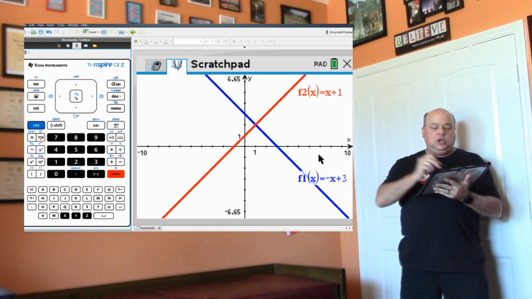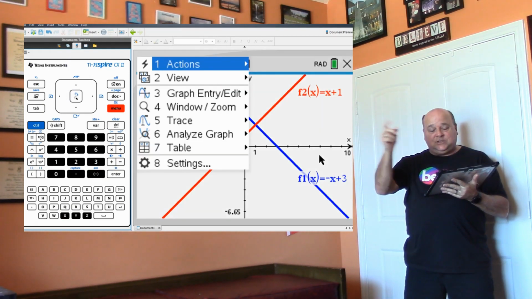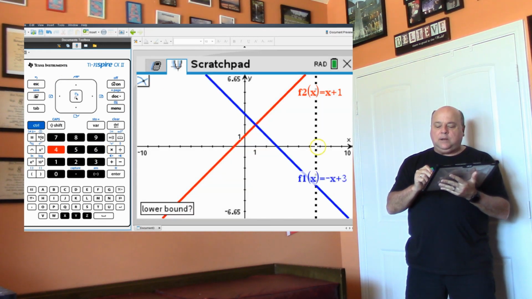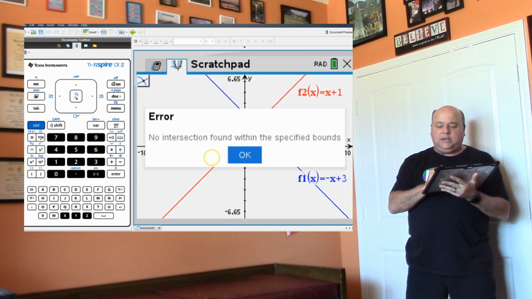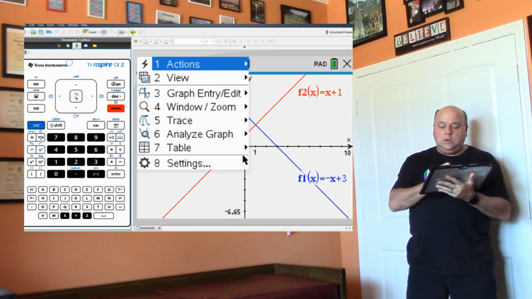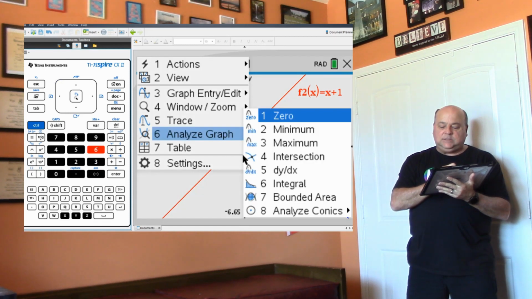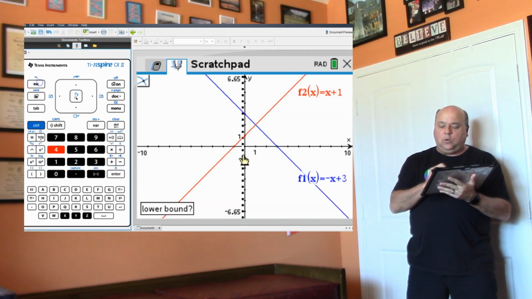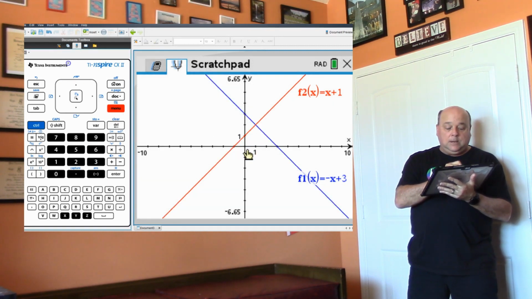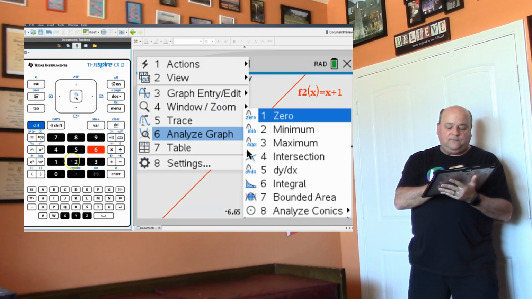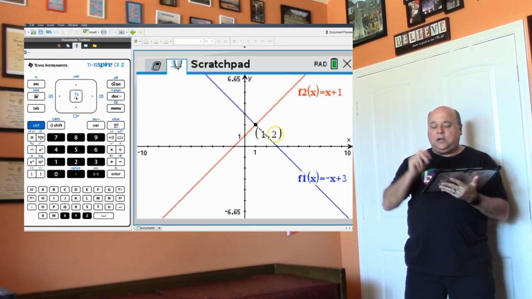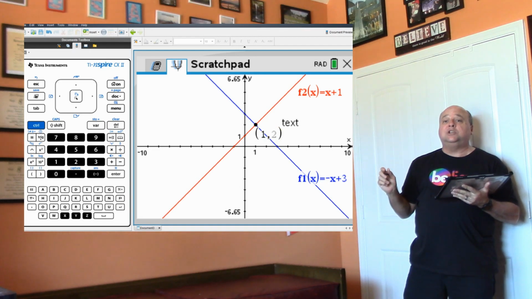Now we're going to do menu. We're going to analyze the graph 6. And we want to find the intersection 4. I'm going to hit the button right here. And I'm going to trace. I have to do it again. Menu. Analyze graph 6. And then intersection 4. Right here. I'm going to touch it. They go across. Do it again. Menu. 6. 4. Touch it. They go across. Touch it again right here. 1, 2 is my intersection point.